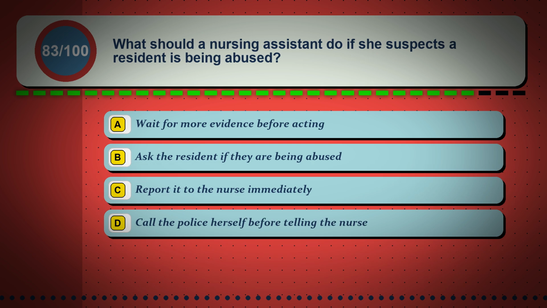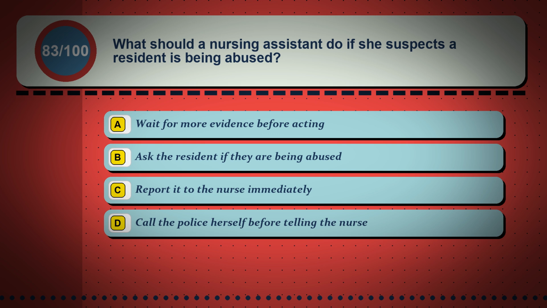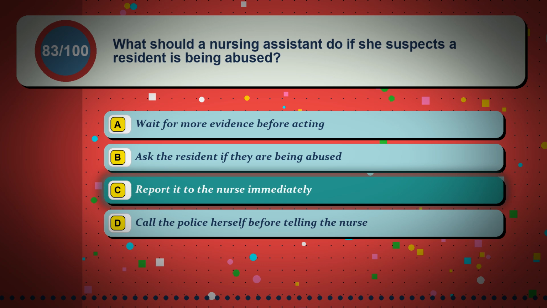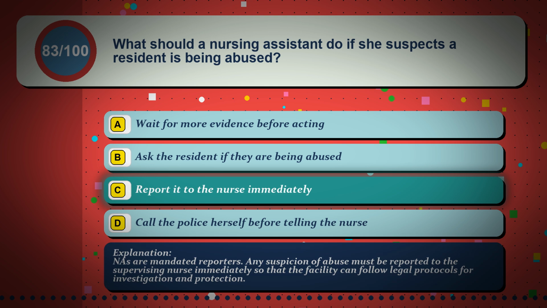Question 83. What should a nursing assistant do if she suspects a resident is being abused? Option A, wait for more evidence before acting. Option B, ask the resident if they are being abused. Option C, report it to the nurse immediately. Option D, call the police herself before telling the nurse. The correct answer is option C, report it to the nurse immediately. NAs are mandated reporters. Any suspicion of abuse must be reported to the supervising nurse immediately so that the facility can follow legal protocols for investigation and protection.